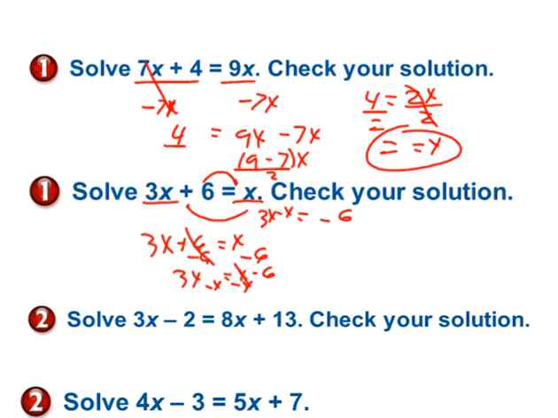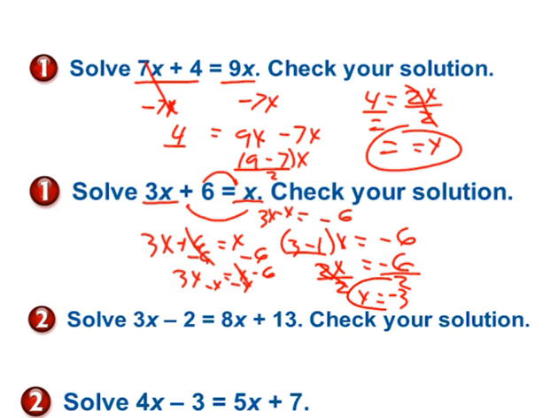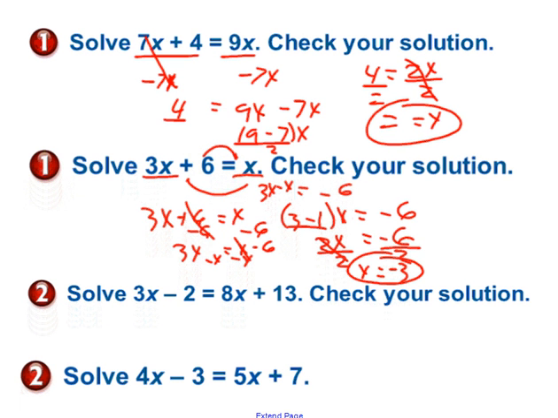I'm going to factor an x out of this, so I'm going to have 3 minus 1 times x is equal to a negative 6. 3 minus 1 is, of course, 2x is equal to a negative 6, divided both sides by 2. X becomes equal to a negative 3. All right, well, let's look at the next problem.